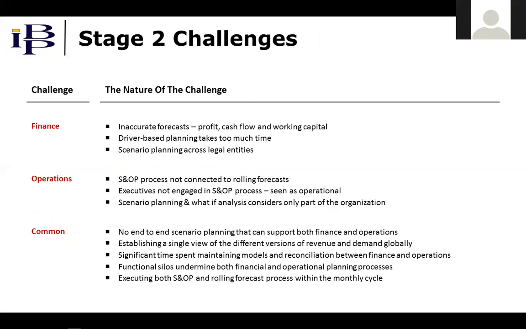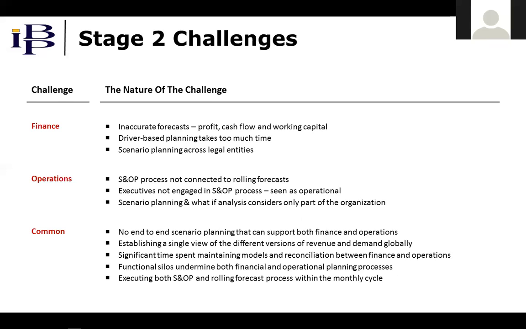So what happens at this stage are some pretty common challenges that organizations run up against, and this has to do with the fact that you're using fragmented systems. So, for example, in finance, forecast accuracy is an issue. Driver-based planning takes way too much time, or rolling forecasts. Trying to do any sort of sophisticated scenario planning that cuts across legal entities is usually still on spreadsheets.